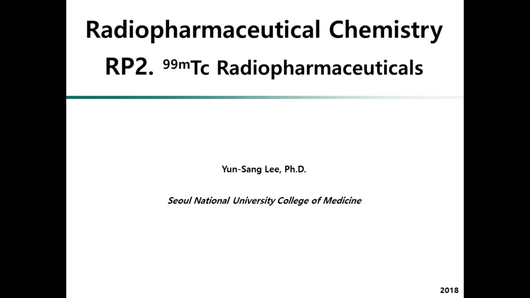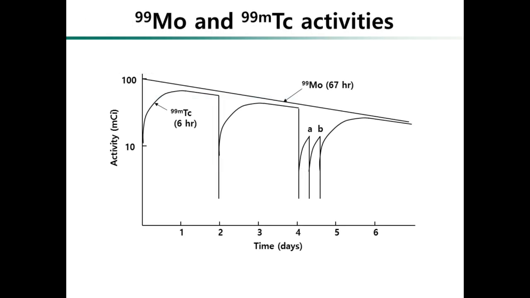So you may know that after 4 times the half-life, you could get more than 90% of the original activity. So if you get 100 millicurie at the first elution, after 24 hours, since technetium-99m has a 6-hour half-life, 4 times means 24 hours. After 24 hours, you could get 90 millicurie. Okay? It's very easy.